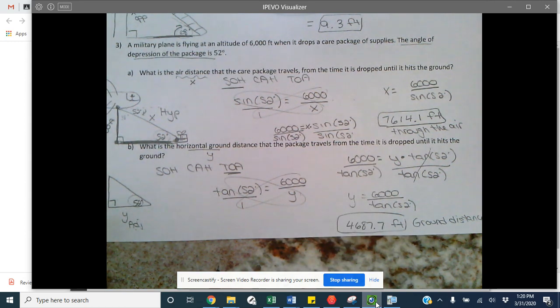Now, is that smaller than the other two values? It sure is. So that's a way that we can check for understanding to make sure that we didn't make a mistake with respect to labeling the picture, because if that were the case, those values would not match up.